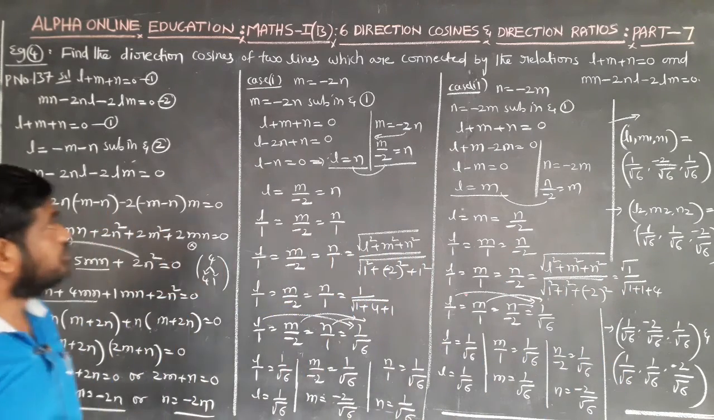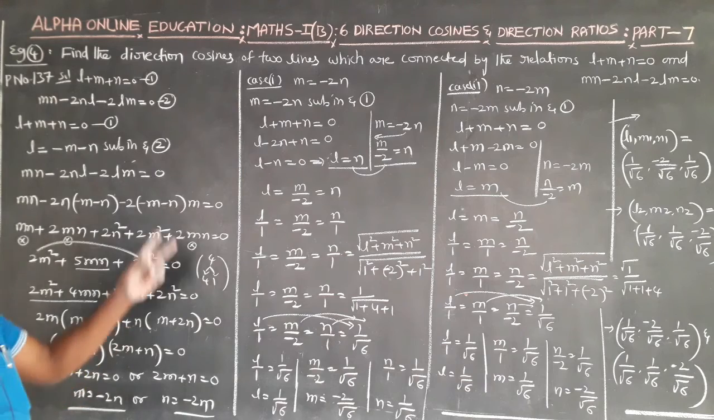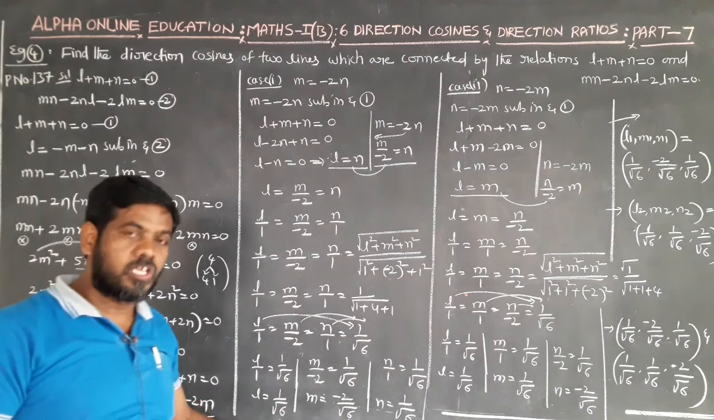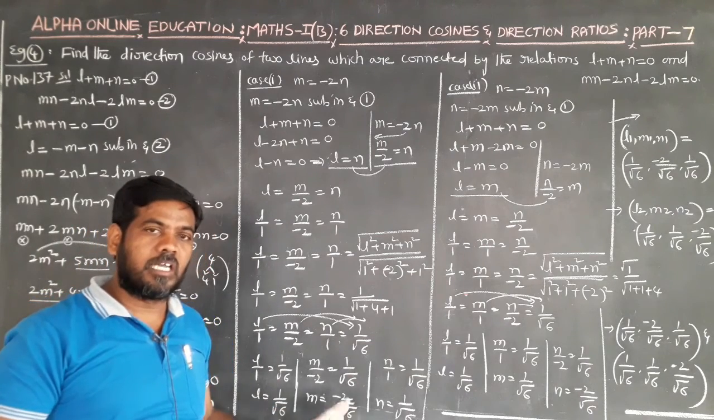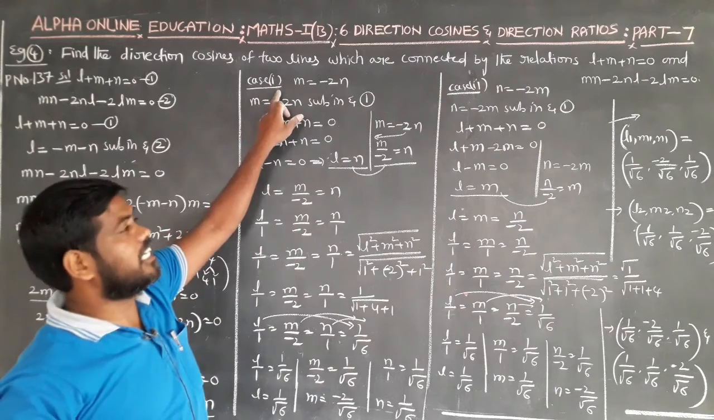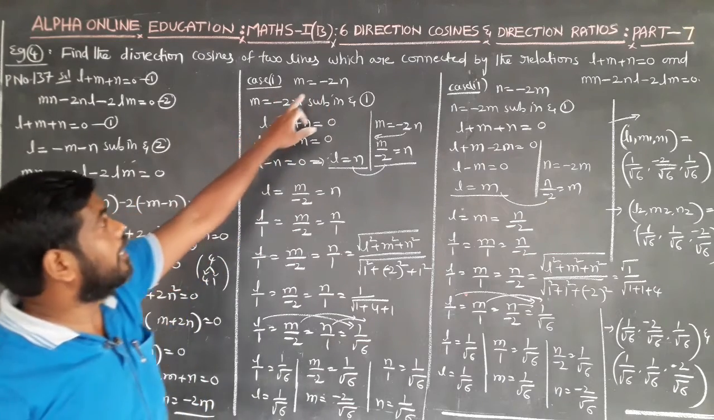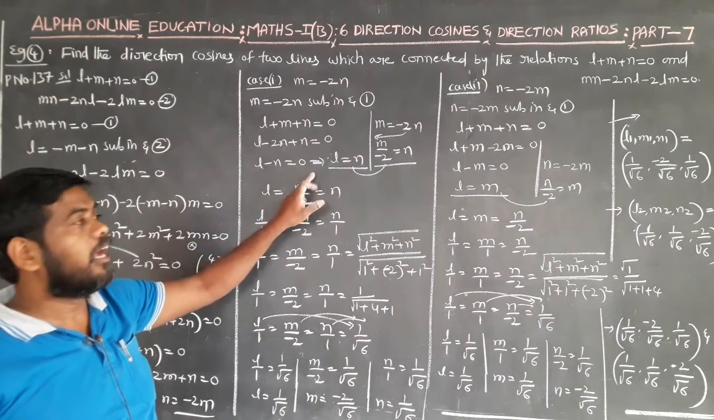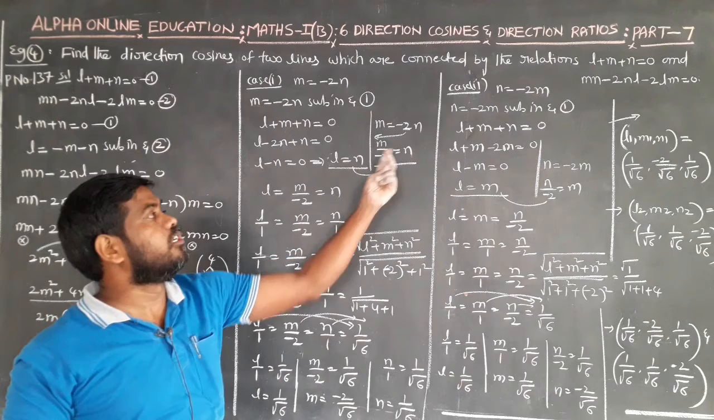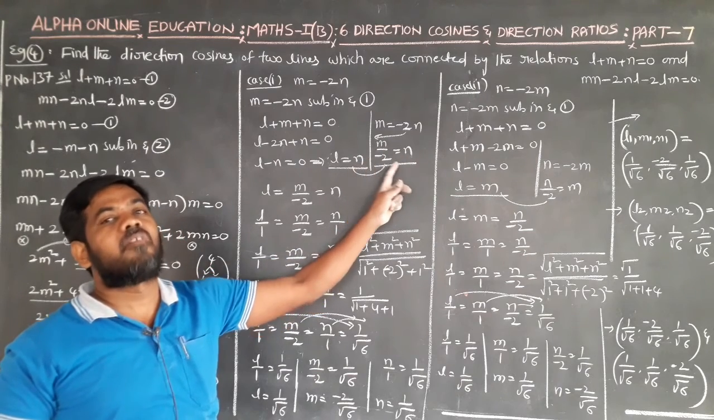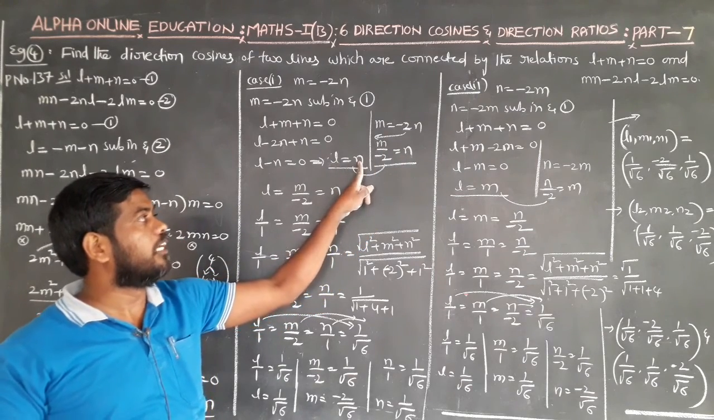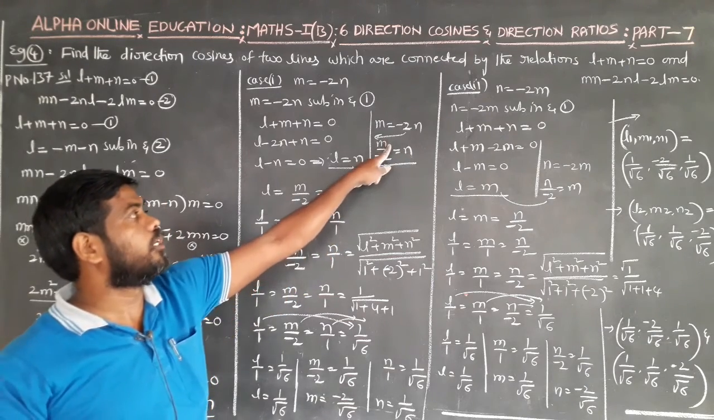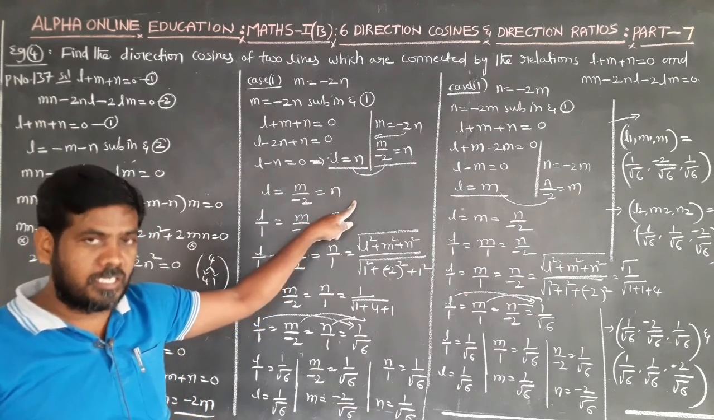First of all, solve the given equations and find the values L, M, N. In the first case, m is equal to minus 2n. Substitute in equation number 1, simplifying and equating n values: L is equal to n, n is equal to m by minus 2. So L is equal to m by minus 2 is equal to n.